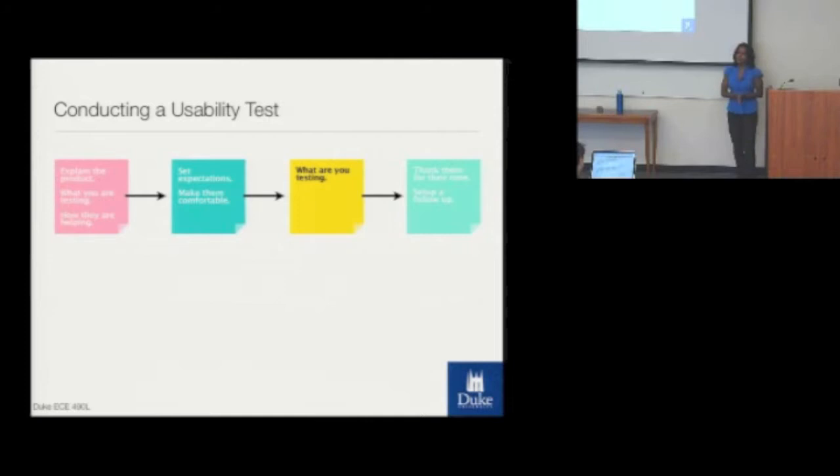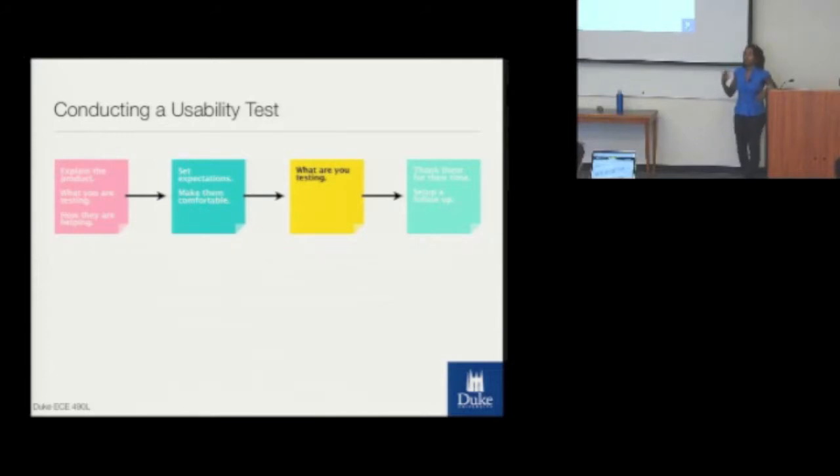And then the second thing is set their expectations, right? And I say this because a lot of times people, I don't know why, but you give them a piece of paper and they think that they're taking a test. So make them not only feel comfortable, but explain to them you're not testing them, you're testing the piece of paper. So if something doesn't make sense, it's not their fault, it's the designer's fault, right? So make sure you explain that so that they will give you feedback that actually makes sense.